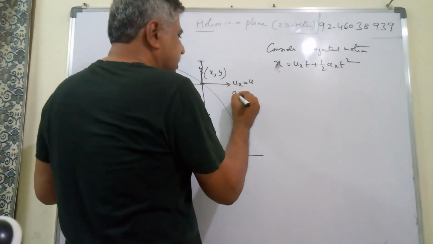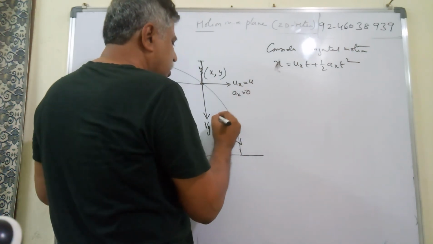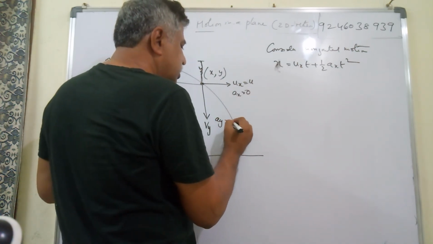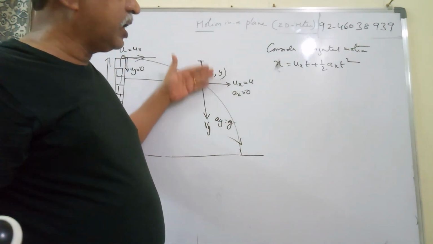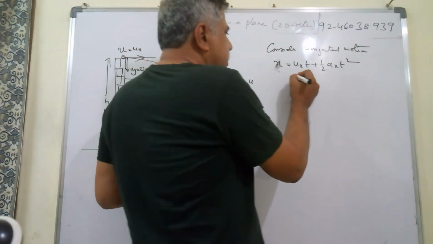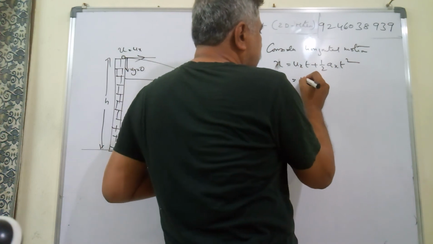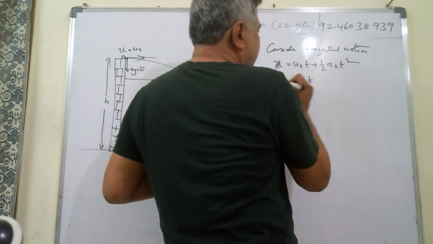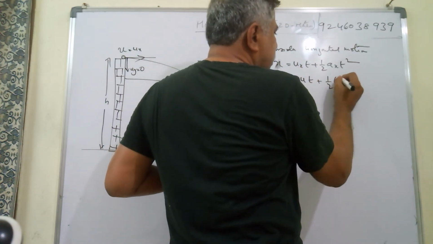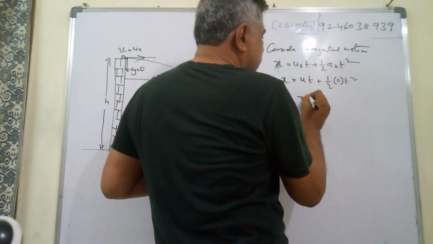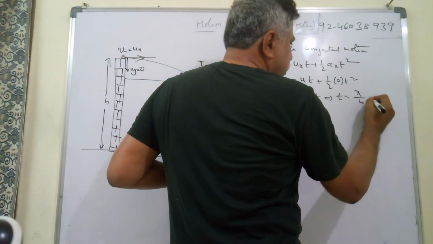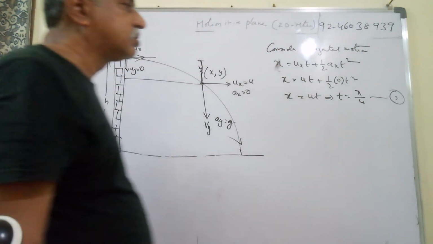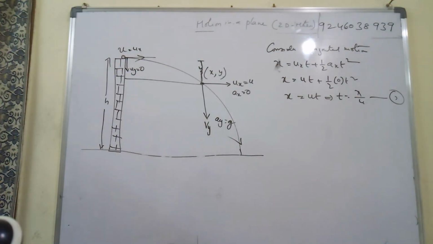Here in this direction, ax is equal to 0. Ay is equal to g. Only downward motion we consider. The vertical component gradually increases. From this, x is equal to ux t plus half 0 t square, so x is equal to ut, and we get t is equal to x by u. This is equation 1.